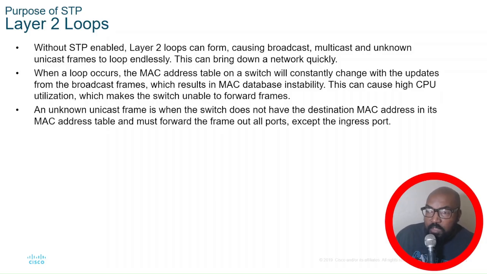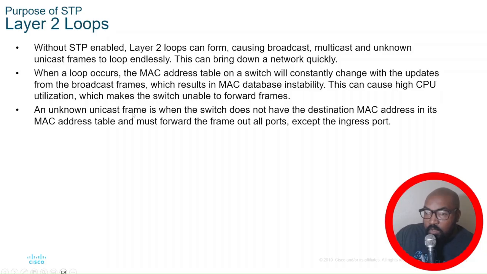When a loop occurs, the MAC address table on a switch will constantly change with new updates from the broadcast frame. So when information comes in, and there's the answer. When something comes in on that switch, that MAC address table is going to update. And it constantly updates. If it gets information, it's going to update again. If it gets new information, it's going to update again, right?